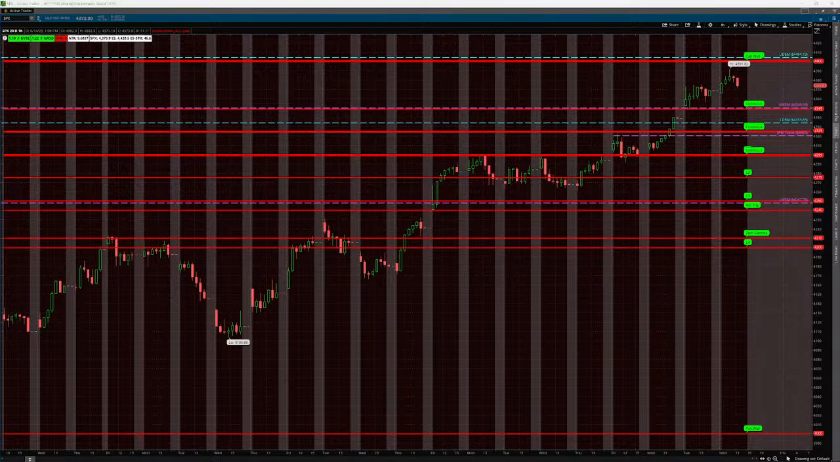All right, so let me point out levels. So first of all, here is the lower and upper edge of the expected move for the week, shown with this dashed purple line. And note that SPX is trading above the upper weekly expected move.